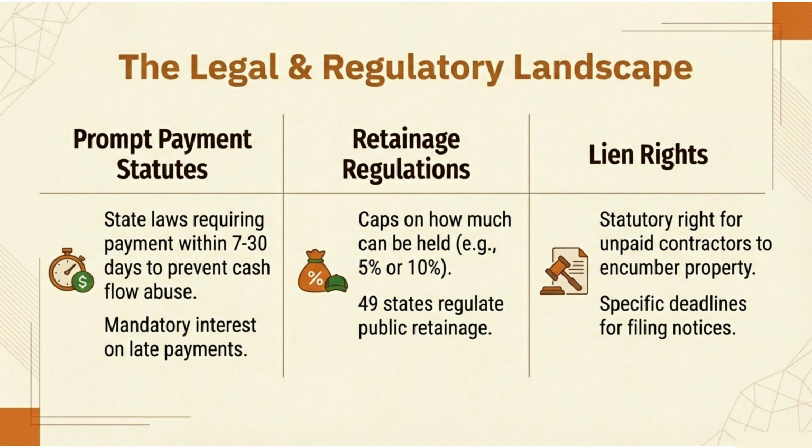Time to put on your legal hats, folks, because we're diving into the legal and regulatory landscape. Prompt payment statutes, left column. State laws requiring payment within 7 to 30 days to prevent cash flow abuse. Because contractors need to eat too, and they can't wait 90 days for payment. These laws also include mandatory interest on late payments. Pay late? You're paying extra. It's like a credit card for construction.